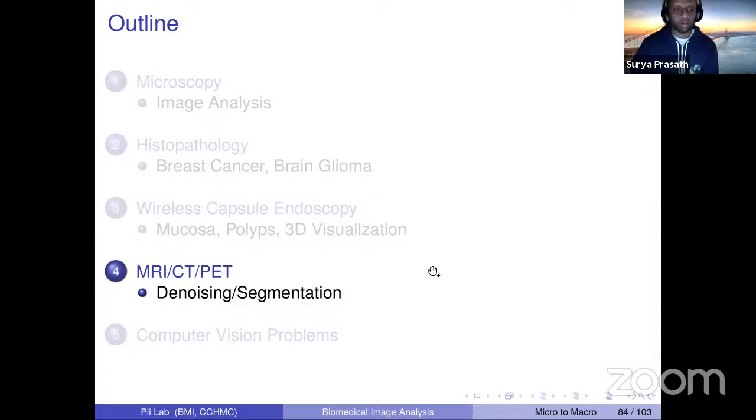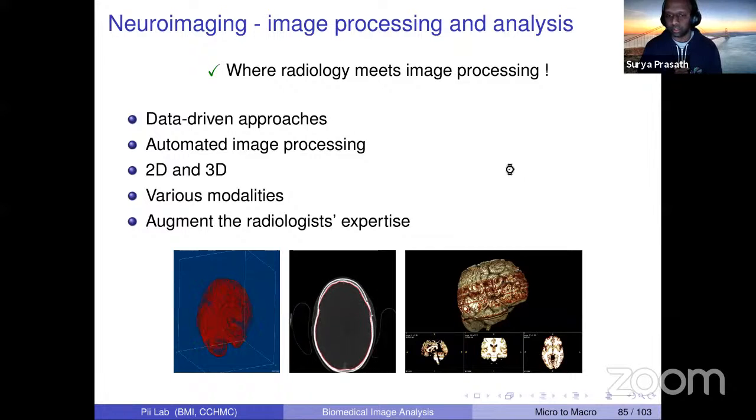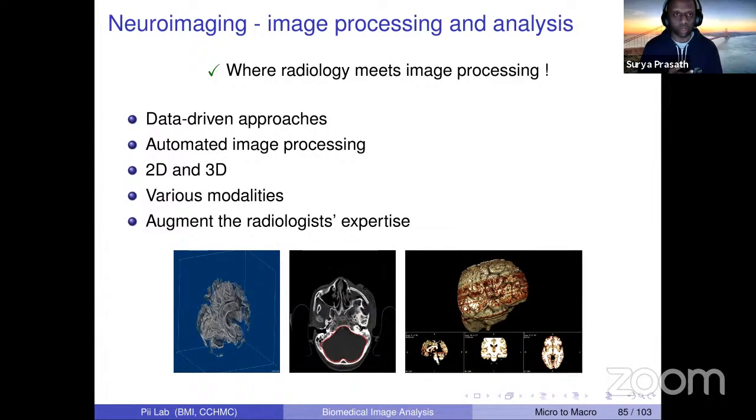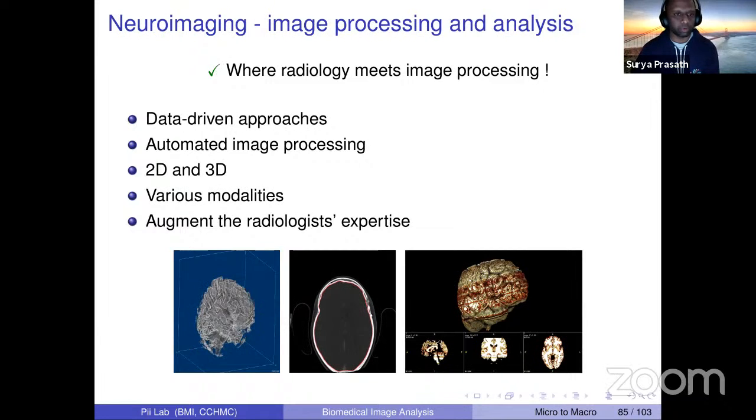And with that, I will again jump scales and go a little bit higher, which is MRI and CT and PET. These are again very well-known imaging modalities, and almost everyone is aware of them. So here, again, I'm going to restrict to neuroimaging. Obviously, there are liver MRIs and liver ultrasound my lab works on, but I thought I would share only neuroimaging image processing pipelines. Here, radiology meets image processing.